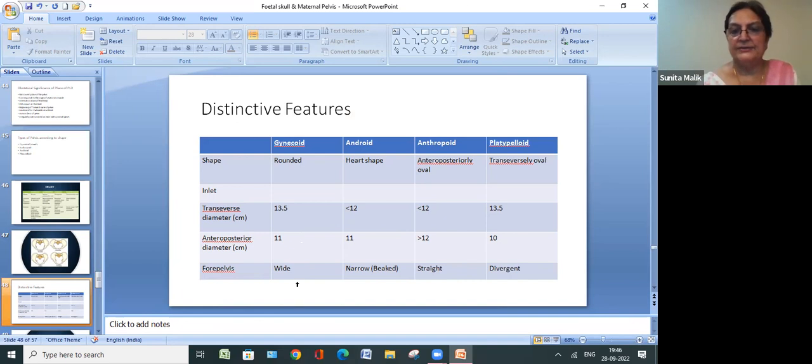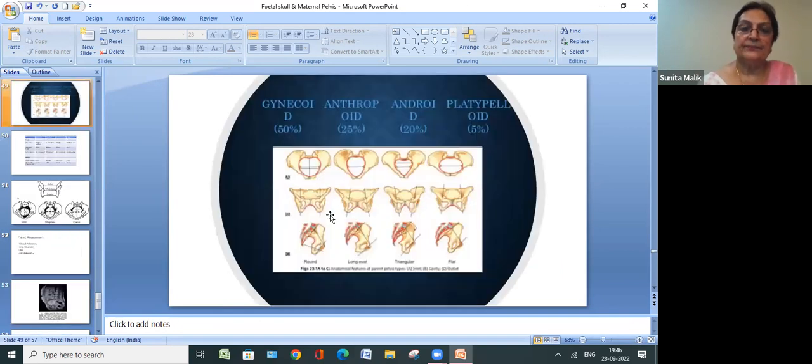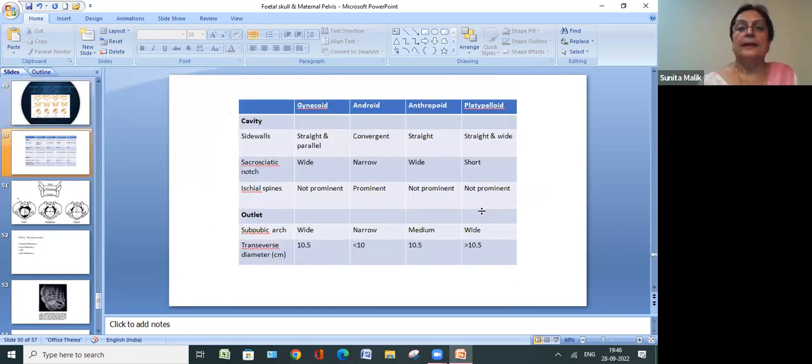The forepelvis is wide in gynecoid, narrow in android, beaked in anthropoid, straight, and divergent. This is what you can see. There's the pelvis, the forepelvis, and now see the walls: straight, parallel. In anthropoid, a little divergent, or it may be straight also, but in android it is conical, and in platypelloid it is divergent. In the cavity, the side walls are straight in gynecoid, convergent in android, straight and wide.